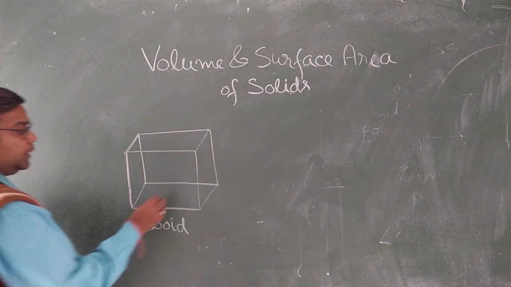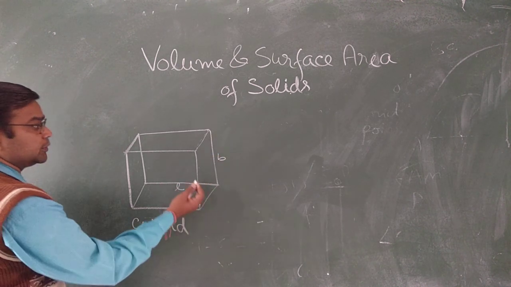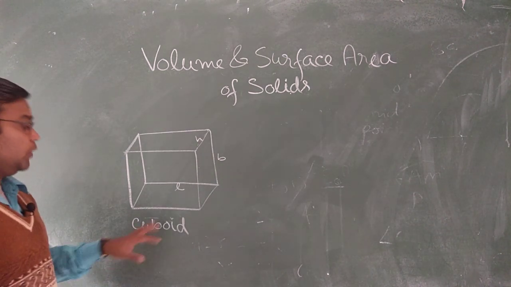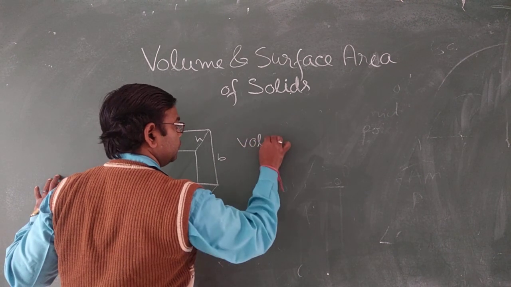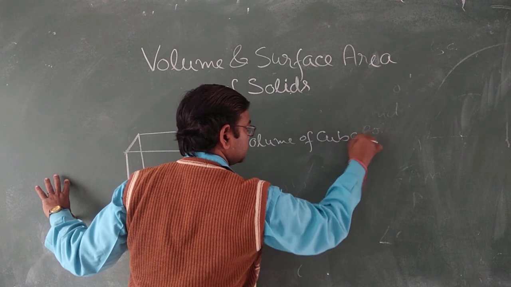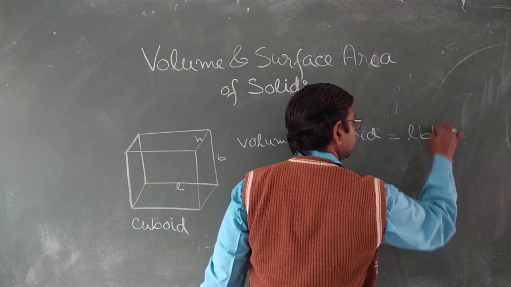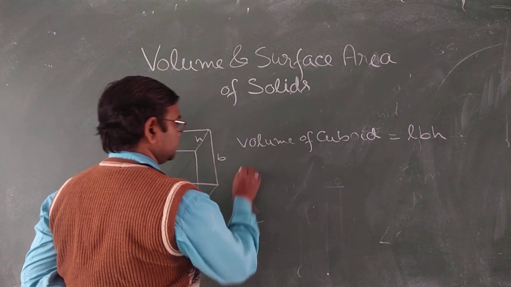As we know, in a rectangle we have length and breadth. Now this time in case of a solid we have height. So based on these 3 dimensions, we are going to discuss volume. Always remember, the volume of a cuboid is equal to length into breadth into height. This is your volume of cuboid. Clear?